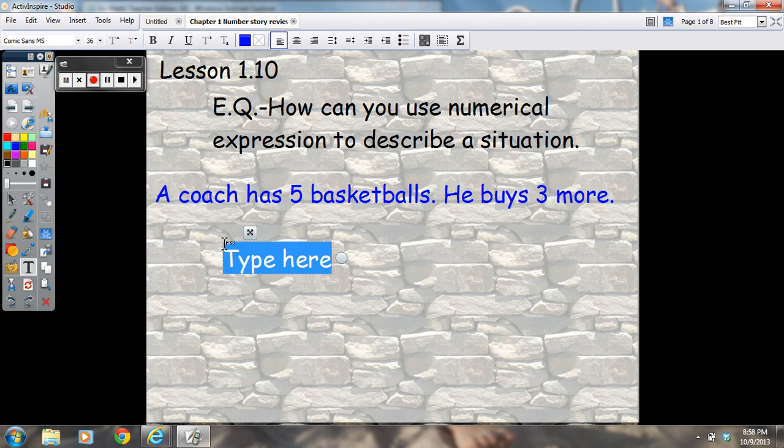Okay, and we would know that the coach has 5 basketballs. He goes and he buys 3 more. If he's buying 3 more, that means that it's adding to the amount of basketballs that he has, which would wind up giving us 8. But the numerical expression that we need to come up with for this situation is 5 plus 3. He has 5 basketballs. He buys 3 more. If he's buying 3 more, that means he's adding 3 more. And it's a very basic expression, 5 plus 3.